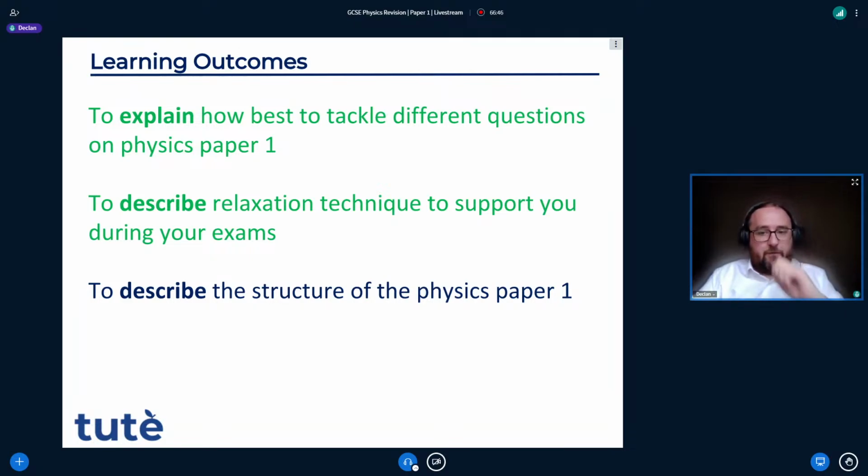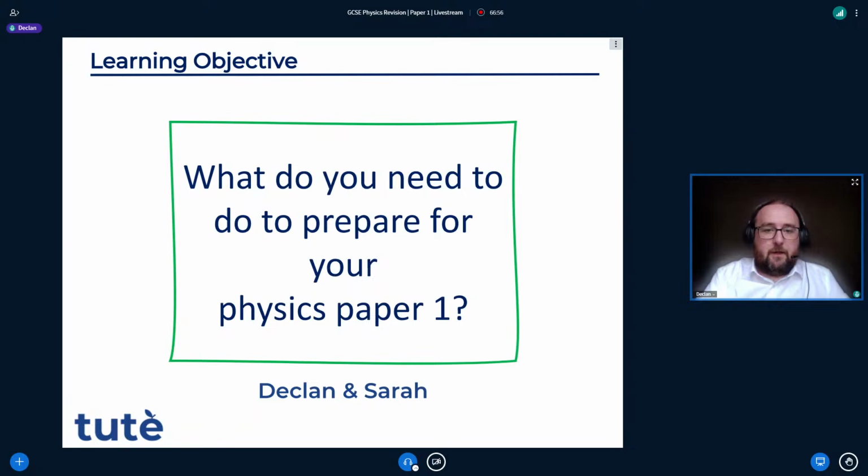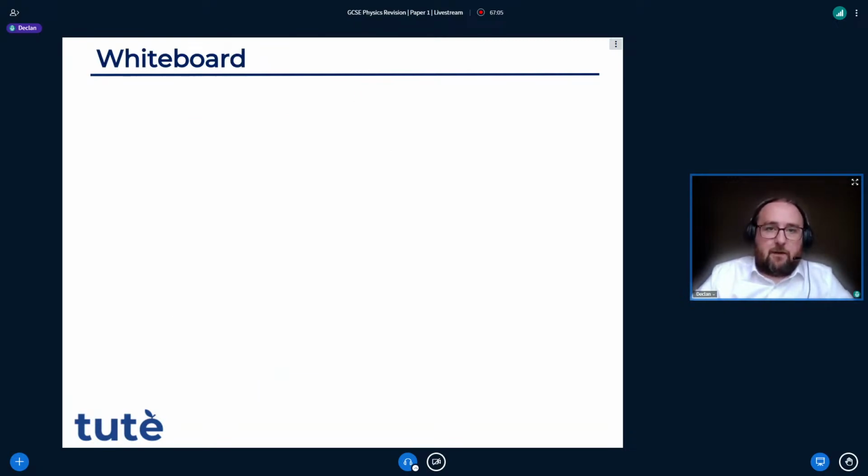So we've looked at the structure of the physics paper there. Now we've got about 10 minutes where we're going to go through some little bits and bobs, little questions that people might have filled in on the form. Our learning objective today was, what do you need to do to prepare for your physics paper 1? And now we're going to have a look at some questions that Sarah's been taking for me.